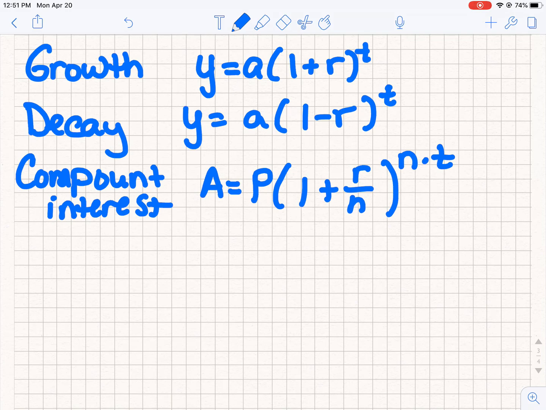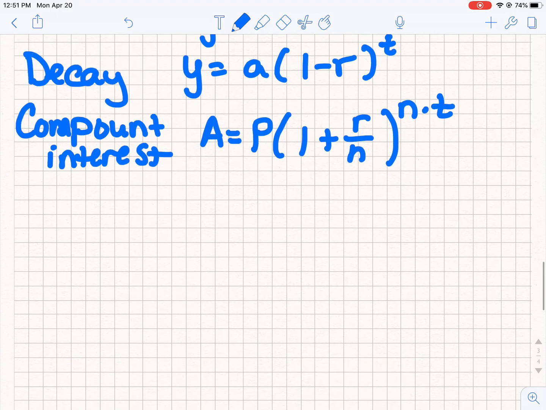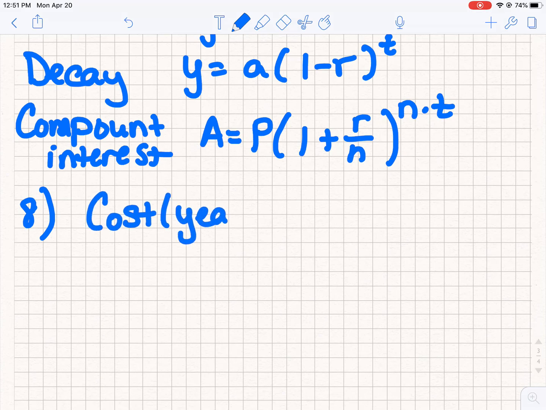So let's look at number 8. It says determine if each problem is decay, growth, or compound interest. Use the correct equation to solve each problem. So number 8 says, since 1976, the cost of a first-class stamp has risen according to the model approximately. Oh, look, they actually give you the formula. They say cost, depending on the year, is going to go up by this formula.